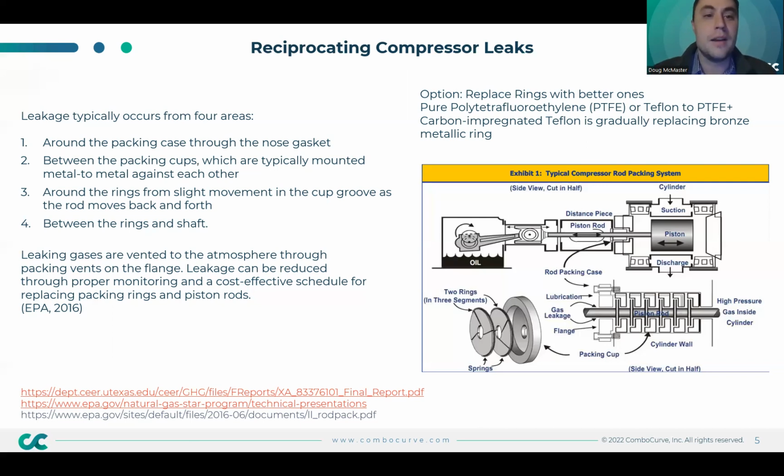So in this case, it's common to have 4 areas of leaks for reciprocating compressors: around the packing case, between the packing cups, and so that would be like a metal to metal seal that isn't perfect. There's also between the rings and the shaft. So leakage can be reduced by monitoring and then setting up, in this case, a cost-effective schedule for replacing packing rings and pistons. And so a cost in this case would be the labor and the materials to go and fix this leak. Okay, so now we have one real example. You can see in this image on the right that somewhere between these gaps, there's a potential source of emissions.